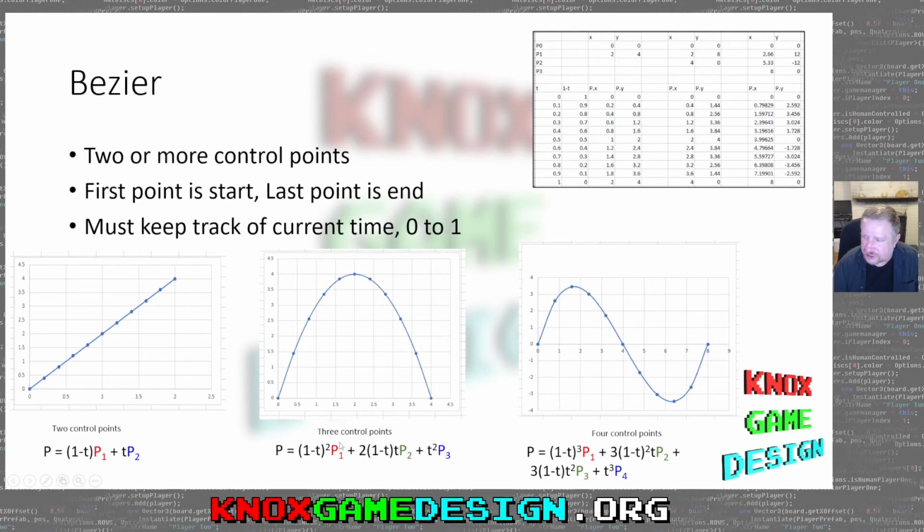Here's the function down here at the bottom. For each control point, I made a different color. The starting point I made red. The ending point's blue. That's your P1 and P3. And then the middle control point for the 3 control points is in green, this P2. And here's the math behind it. Here's the function right there.